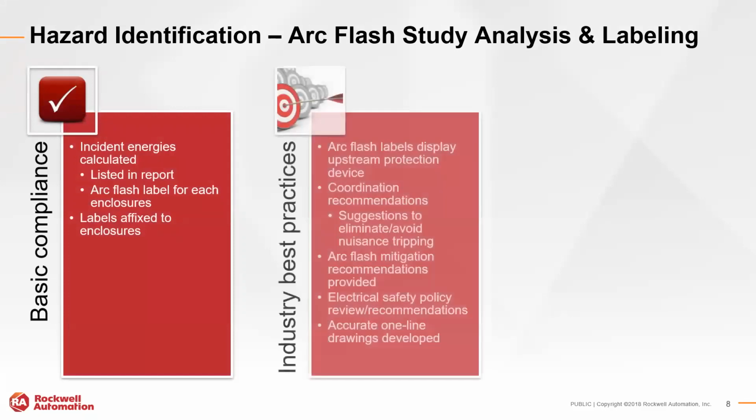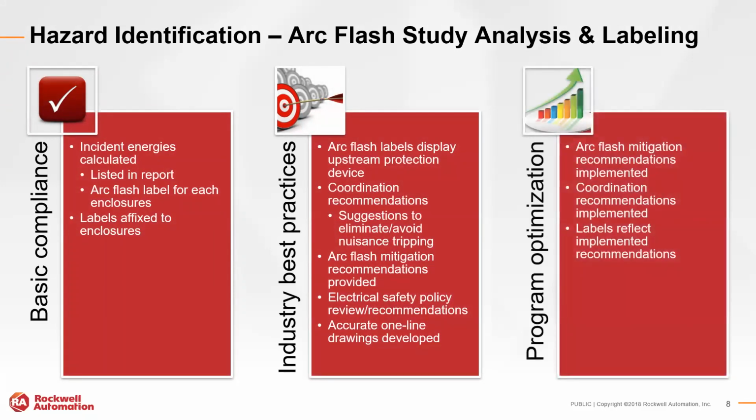So in terms of the Arc Flash study analysis, to do a quick map of our basic compliance, industry best practices and optimization: basic compliance would be the incident energy levels calculated for your enclosures. A report is generated and provided which lists that incident energy level for each enclosure. Labels are affixed to your enclosures which state what that incident energy level is. Moving towards the best practices, your Arc Flash label should display the upstream protective device information.